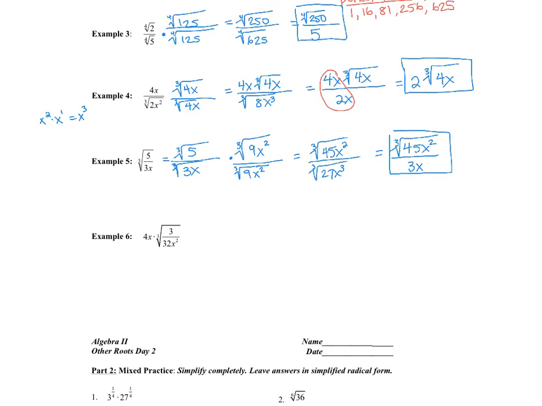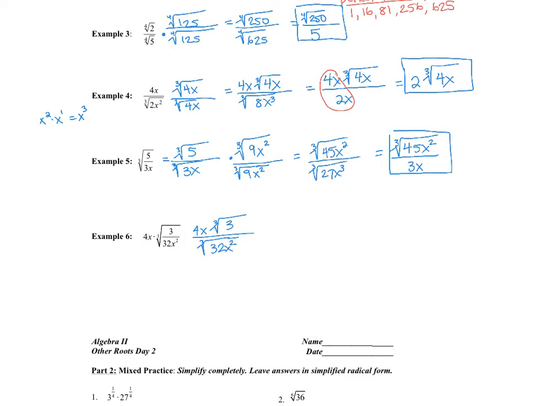Okay, we see that we have this 4x in front. It's just 4x times that value. So what we can do, remember, is we can split the fraction so the cube root will go over what's in the numerator and the denominator. So we have 4x times the cube root of 3 over the cube root of 32x squared.